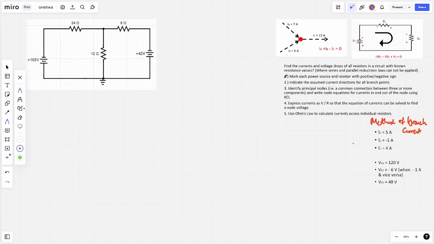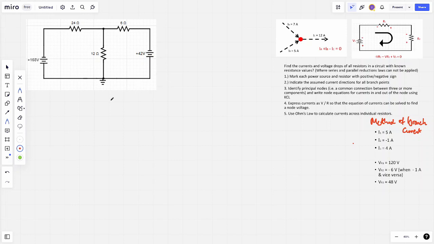These are going to be points where we have 3 or more components. For these nodes, we're going to write down the nodal equations for currents, using Kirchhoff's current law. And lastly, once we get these equations, we're going to express the currents using current equals voltage divided by R, so V over R. Finally, we're going to use Ohm's law to calculate the currents across each resistor.